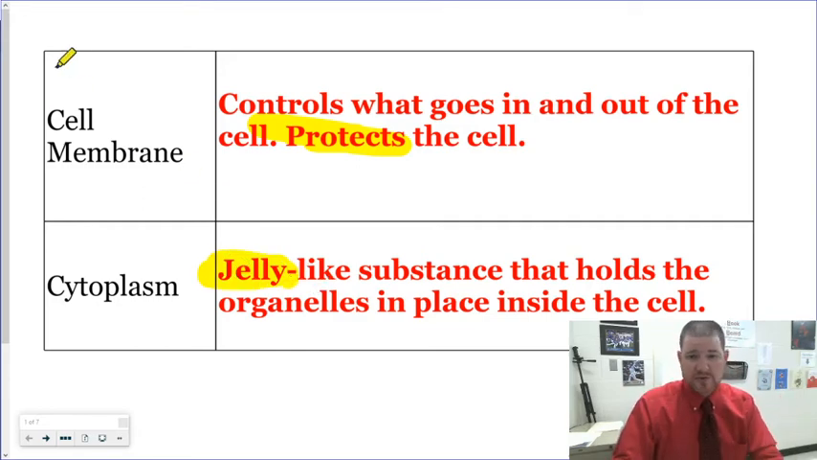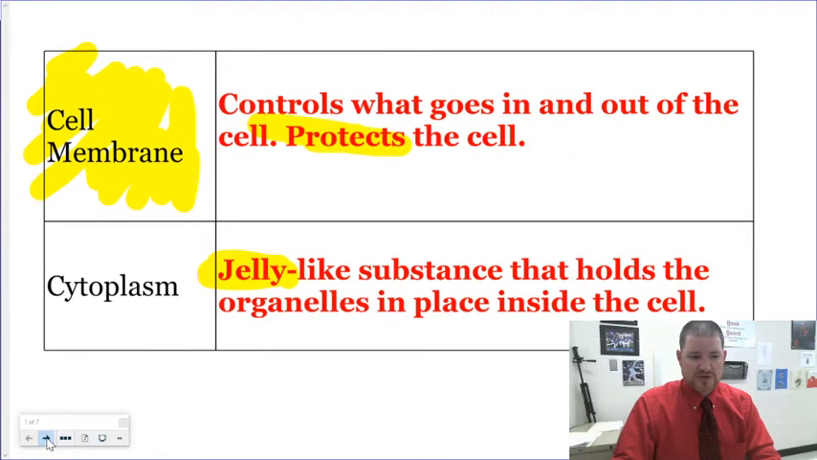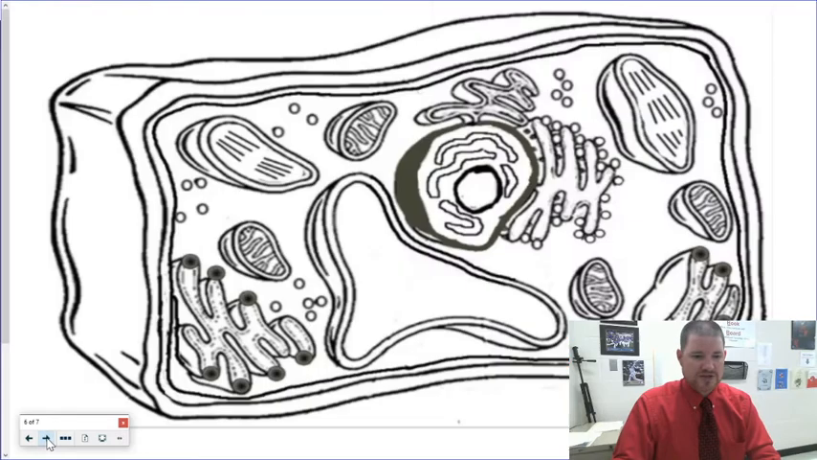Now we're going to color code these. The cell membrane, I'm going to go ahead and color code on my picture yellow. Cytoplasm, I'm going to leave white. You'll find out why in just a little bit. So here, I'm going to color code all the way around our plant cell. It's this tiny little line that goes all the way around.